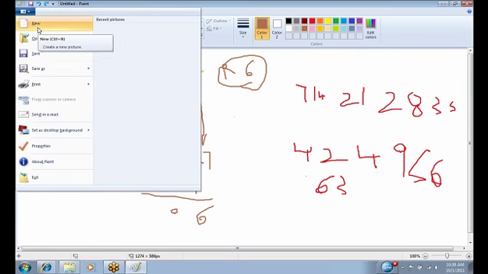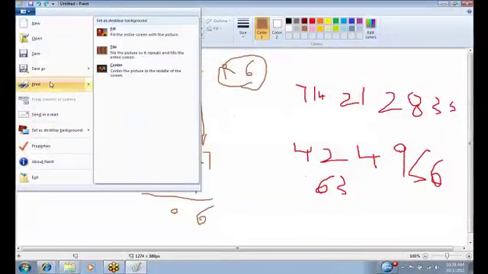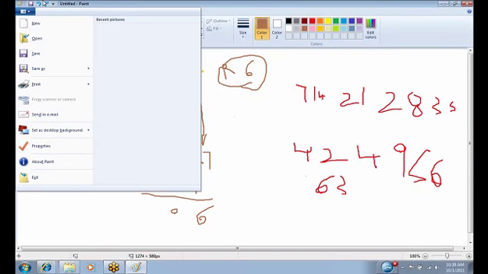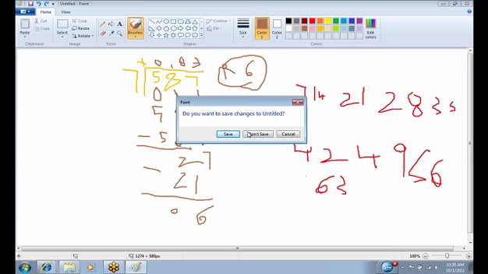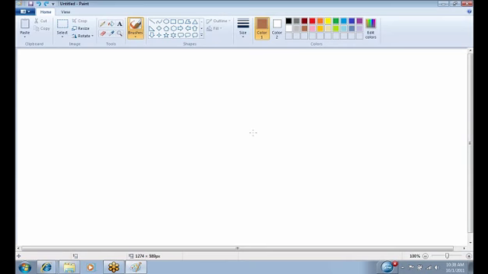And go to New, and then we'll say, do you want to save changes, and put, no, just go to New. Go back up to New. Click. No, don't save. You can say don't save. There. Now maximize your screen, Josh. Make it so that it fills the whole screen.